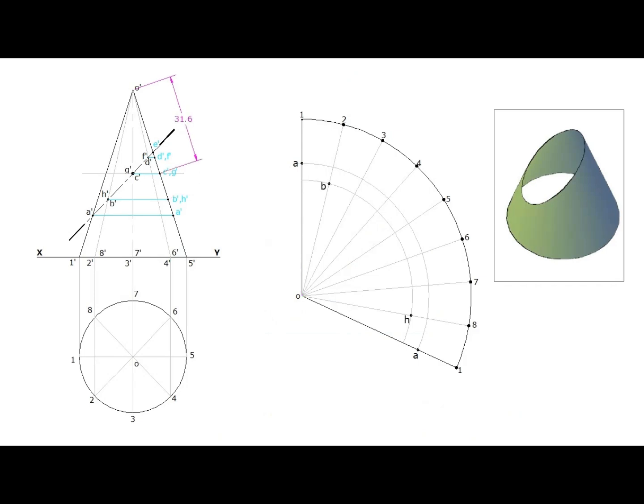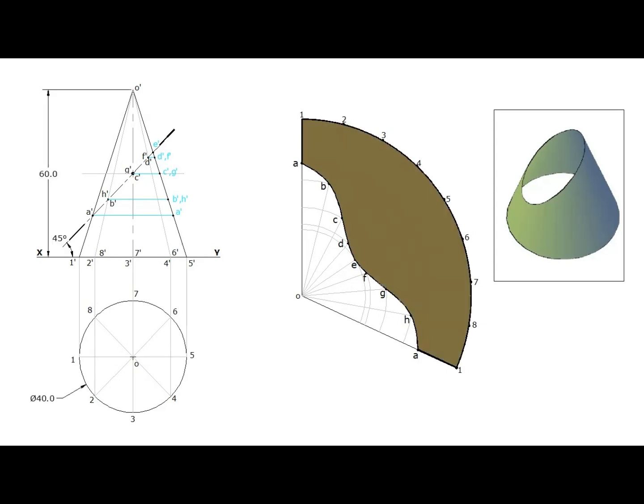Measure the distance of C' and G'. Mark it on line 3 and 7. Measure the distance of D' and F'. Mark it on line 4 and 6. Measure the distance of E'. Mark it on line 5. Join these points A, B, C, D, E, F, G, and H with a smooth curve. Darken only the required part of development. By this we have drawn development for the given truncated cone.